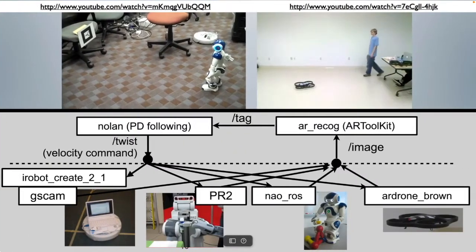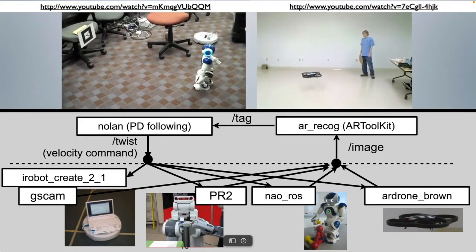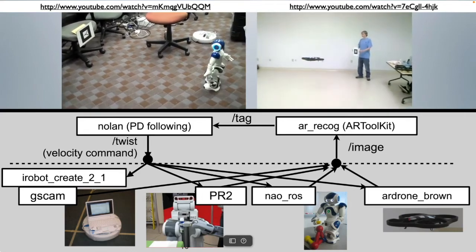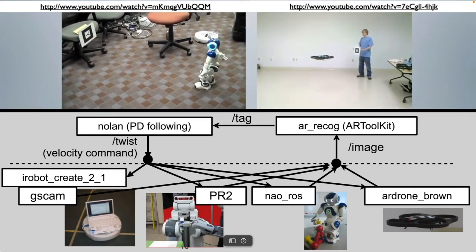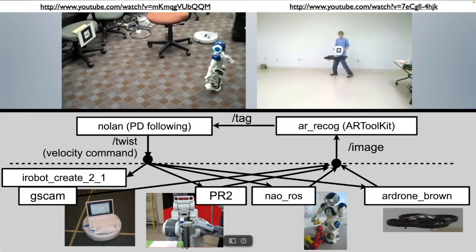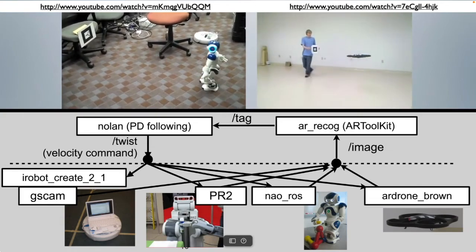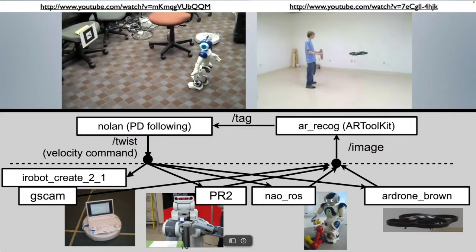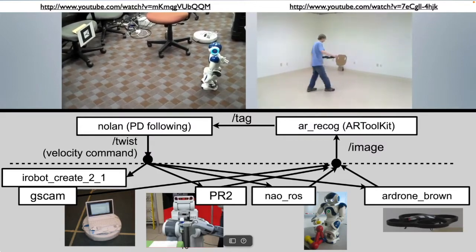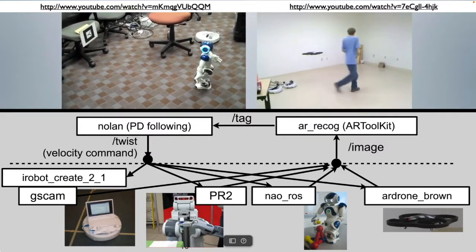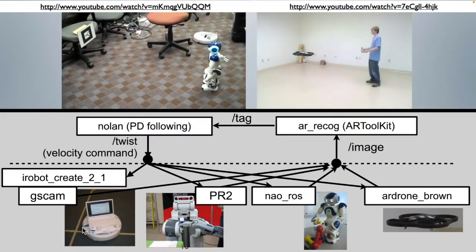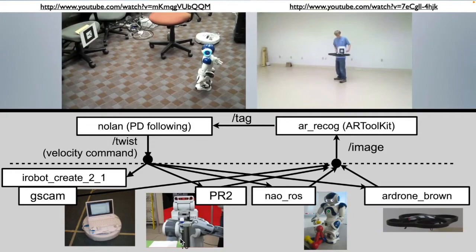In particular, this group demonstrated this AR tag following behavior on a set of different robots. In the 2 videos here, on the left-hand side is the NAO robot, this humanoid robot, moving towards the AR tag, and on the right-hand side is again the Parrot drone. But this same framework was extended and ported to also work on an iRobot robot shown in the lower left, and also a PR2.